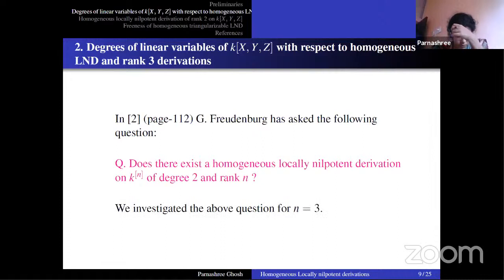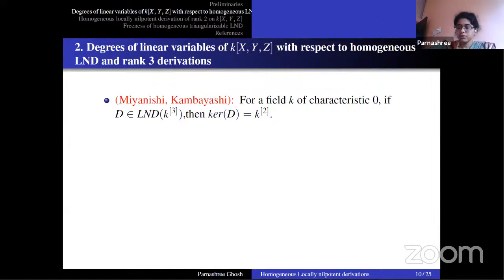Now, before proceeding to the steps of answering this question, I'd like to state some important results in this context. The first result is due to Miyanishi and Kambayashi. Miyanishi proved this result for an algebraically closed field, and then by a result of Kambayashi, it is proved for every field of characteristic 0. So if K is a field of characteristic 0 and D is a locally nilpotent derivation on K3, then the kernel of D is a polynomial ring in 2 variables.